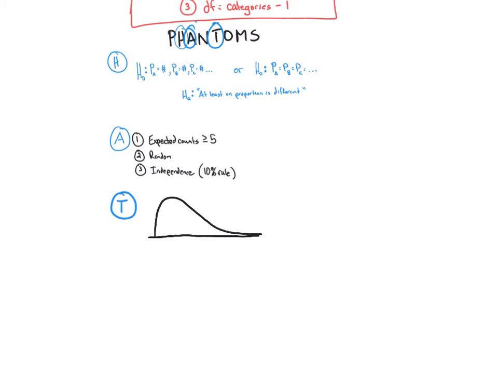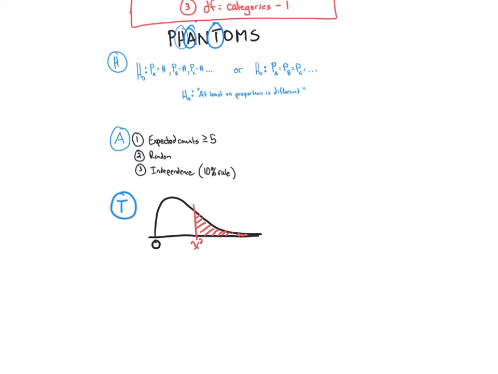It's the generic chi-squared curve. It always starts at the left at 0. And then somewhere along the line, you're going to have to show your chi-squared value, and you're always going to shade to the right. So drawing your curve and shading your curve is an important part of the T step of PHANTOMS.